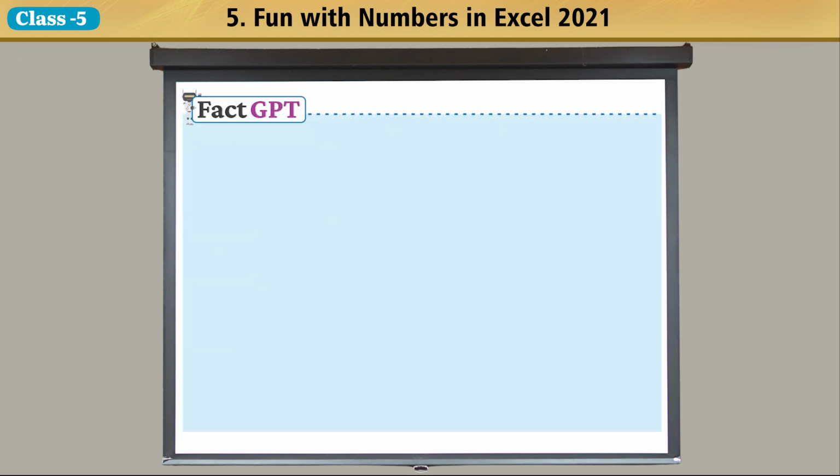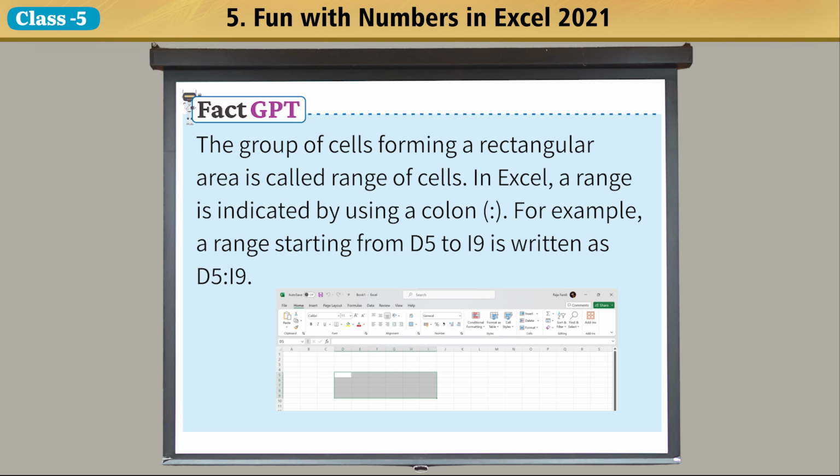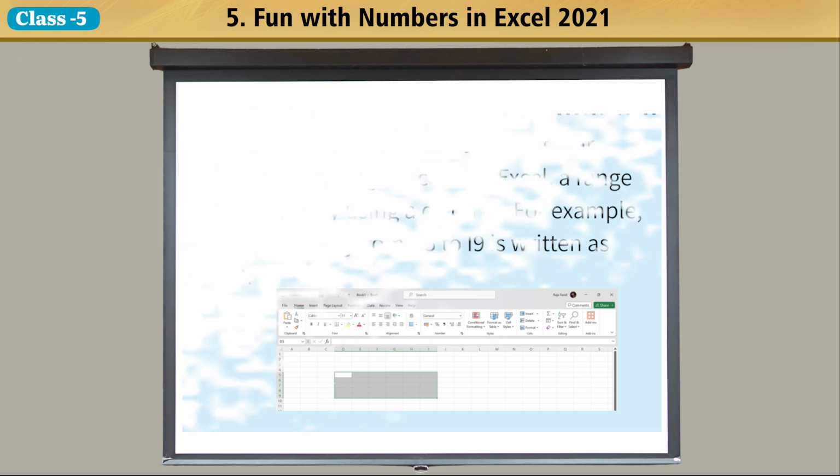The group of cells forming a rectangular area is called a range of cells. In Excel, a range is indicated by using a colon. For example, a range starting from D5 to I9 is written as D5:I9.